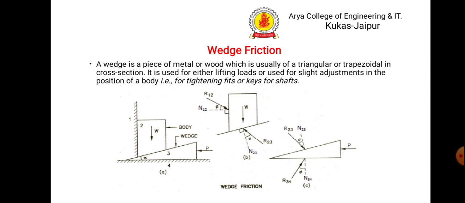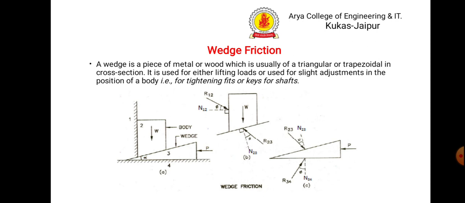So as shown in the figure, the number 3 is your wedge. How will we draw the free body diagram for the wedge? In this, the number 3 is your wedge. The force we have applied is P, which is towards the left, so that body 2 can be lifted. Now for the free body diagram, we are just drawing a separate diagram. For the body, it is given that W is in the vertically downward direction.